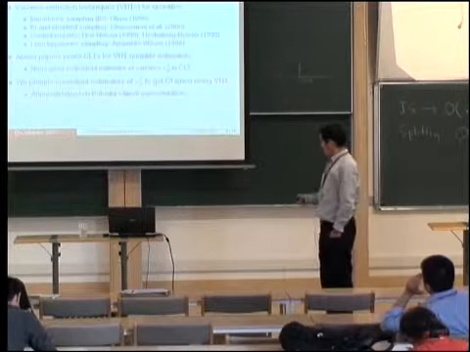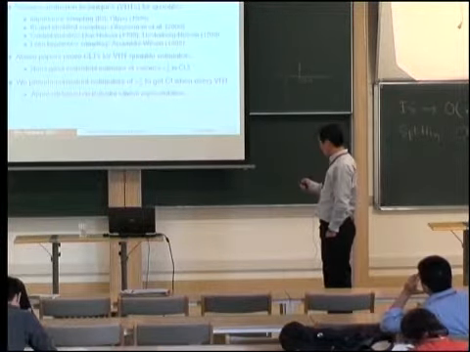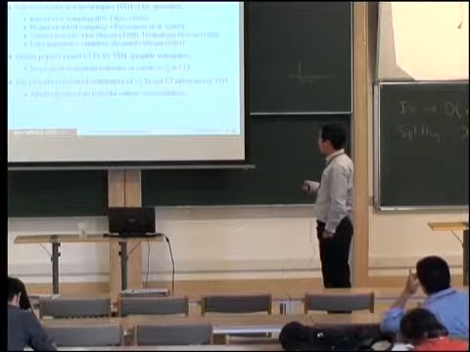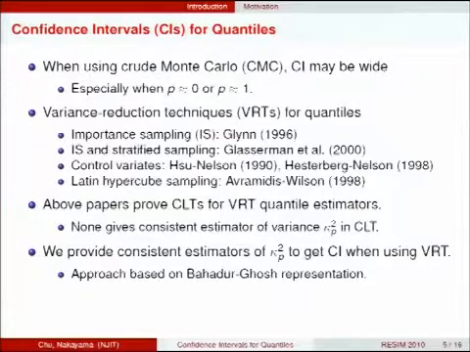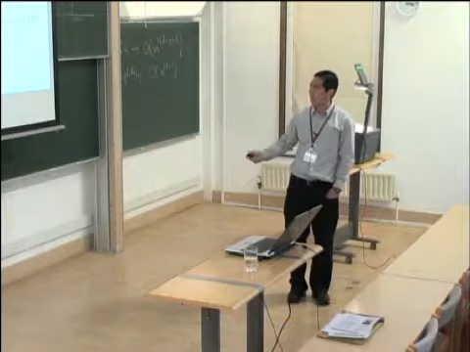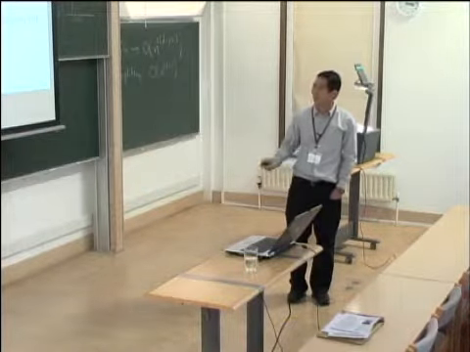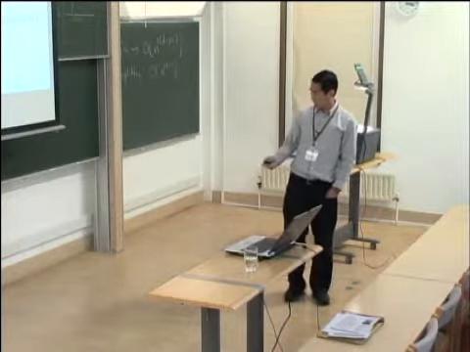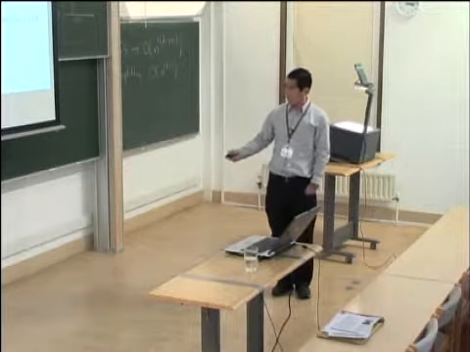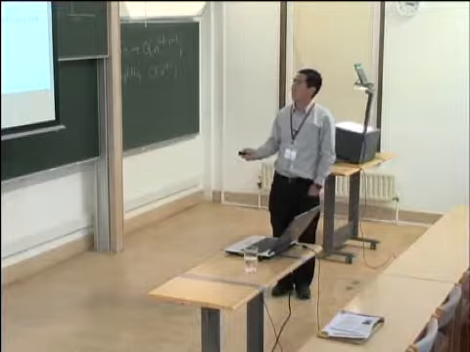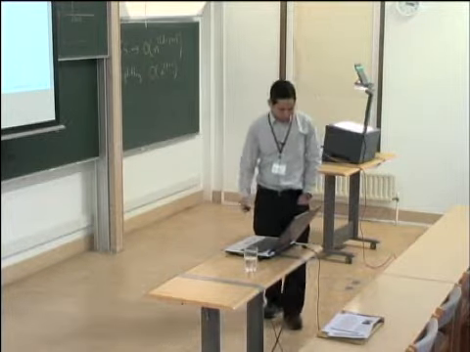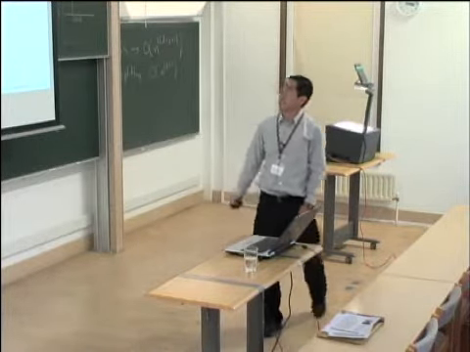Okay, but none of these papers actually gave a way of consistently estimating the variance constant that appears in the central limit theorem. So the main focus of our work was how do you estimate this variance constant. And we were able to come up with consistent estimators of this variance constant. Our approach was based on the so-called Bahadur-Ghosh representation. So let me just go over briefly what the Bahadur representation is.